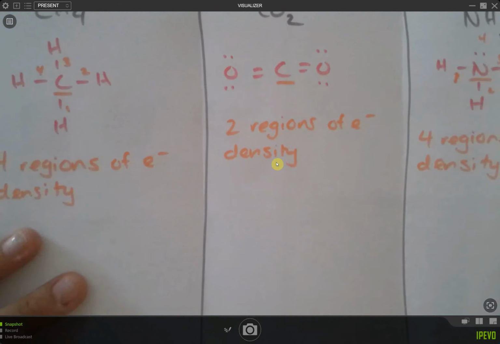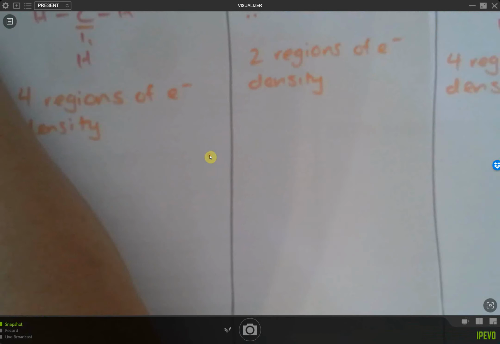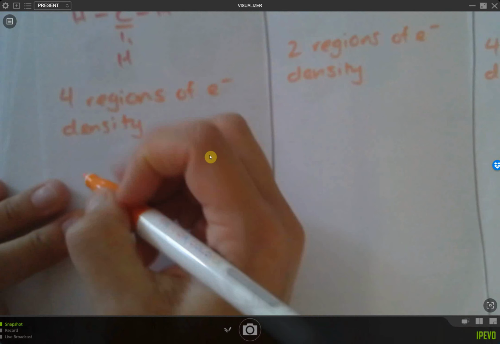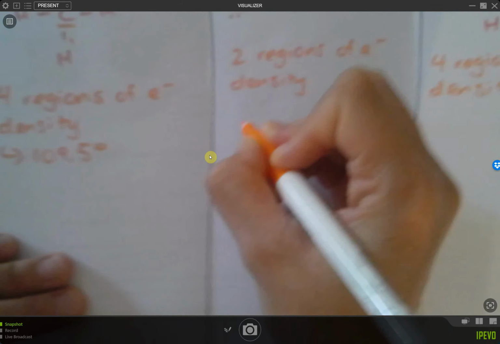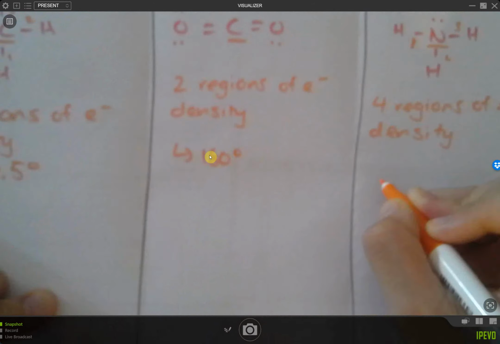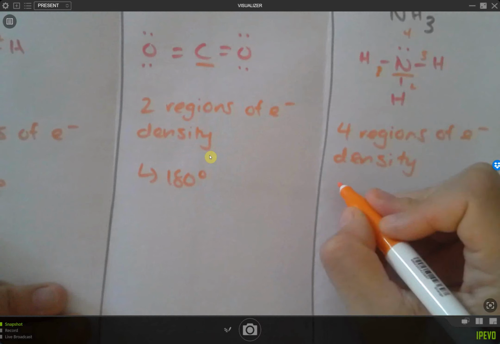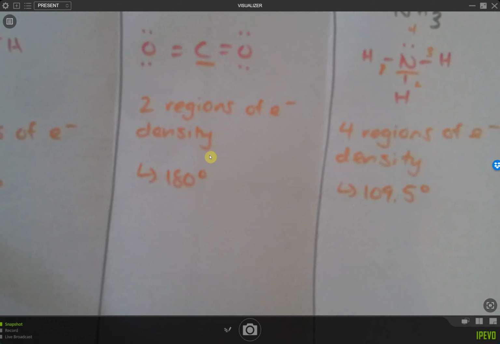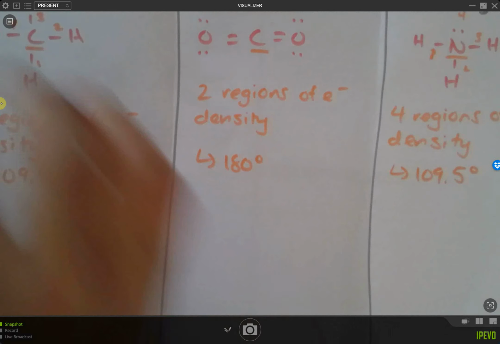So, let me just double check so I have the right colors. All right, so in this case, because I have 4 regions of electron density, that bond angle is 109.5. This bond angle, since I only have 2 regions, is 180. And then this bond angle, because I have 4 regions, is going to be 109.5. If you wrote 109, they would still accept it. Cool. So that's my first step.